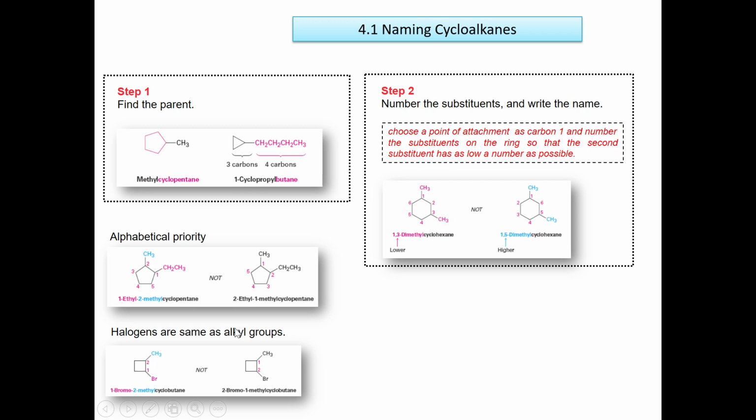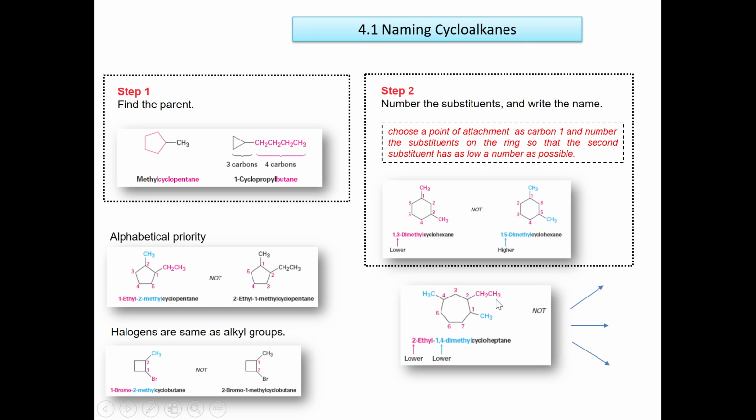Halogens are exactly the same as alkyl groups. That means here we will have 1-bromo-2-methylcyclobutane. What we cannot do is exactly this. Bromo is first because of alphabetical order. That means that this has to be 1, this has to be 2, not like this, like we put here.